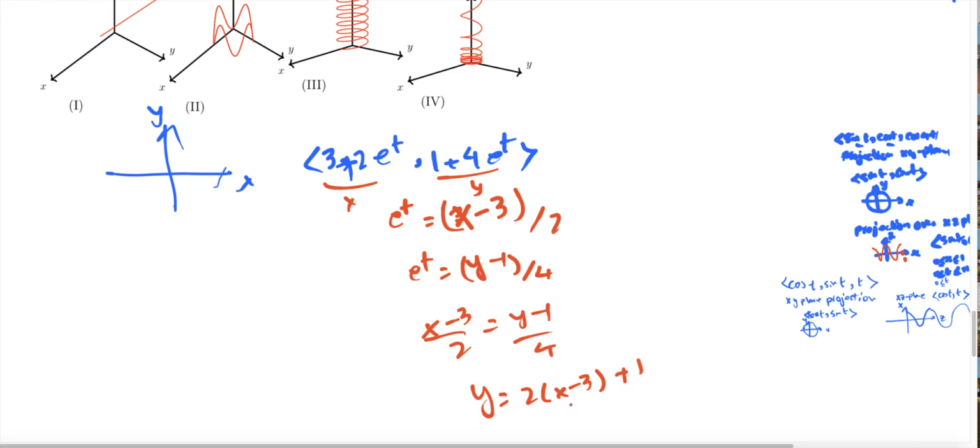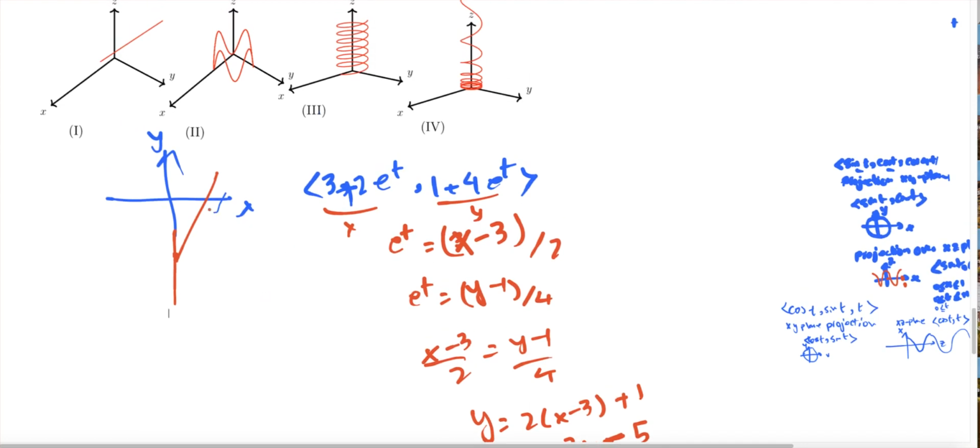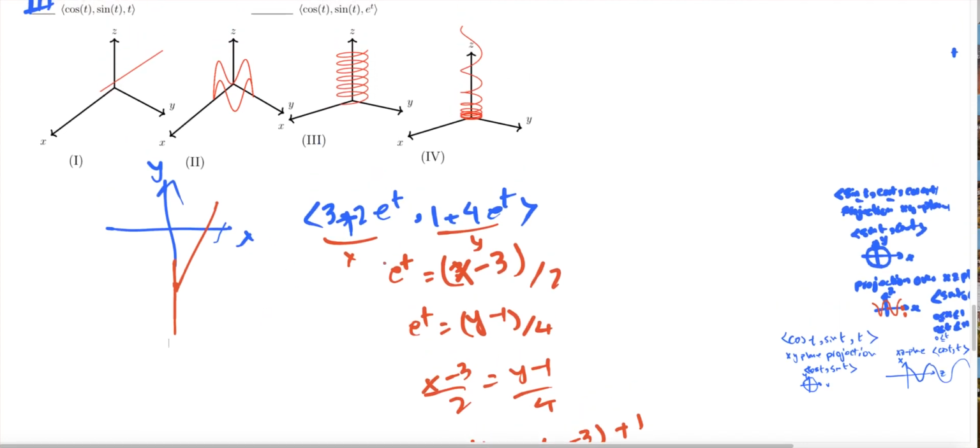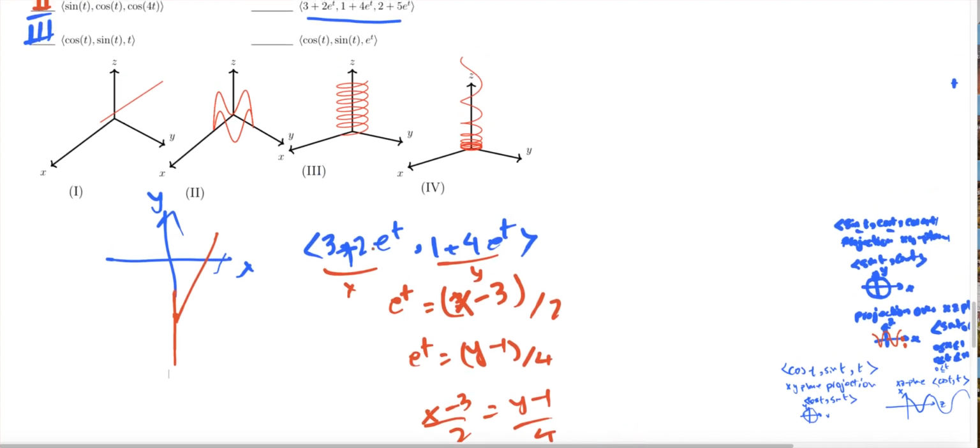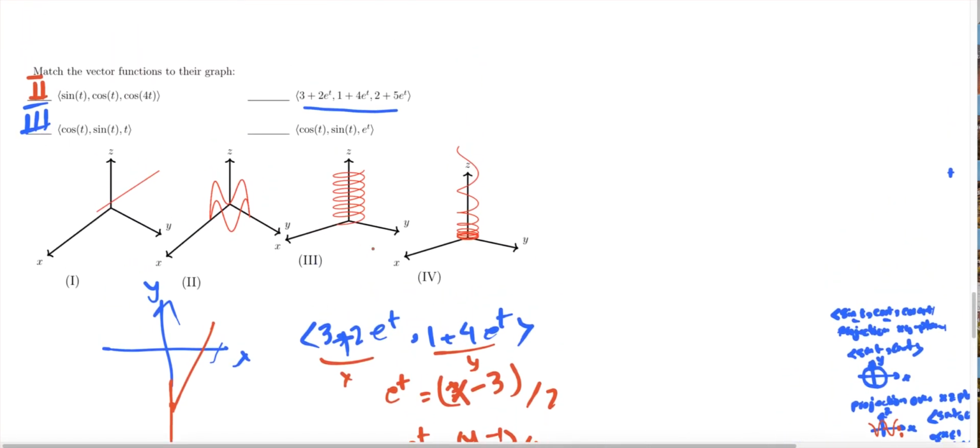And this is an equation of a line. It's 2x minus 5. And so basically, it looks like this. Minus 5 goes up. If you do the same thing for the xz plane and yz plane, again e to the power t simplifies and you get a line every time. And that looks like this equation. Now, what about this one?